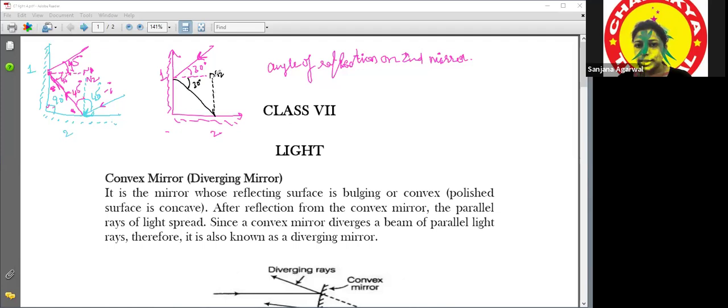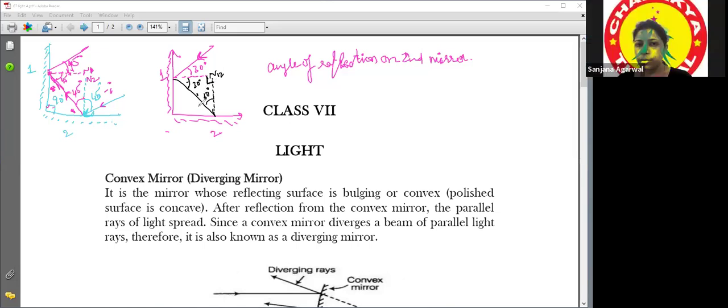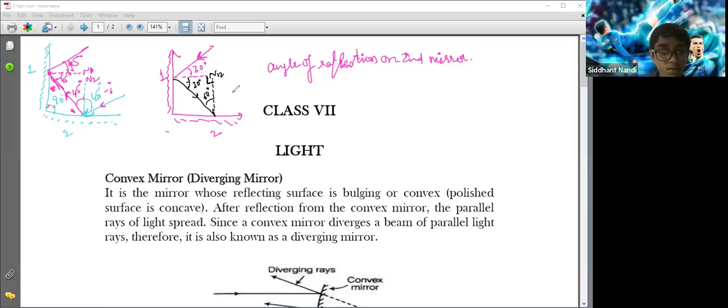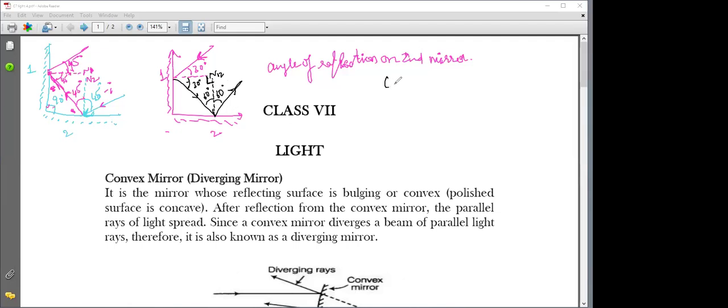So if you see, this is forming a square. If this is 90 degrees, let's suppose I join these two normals, okay? 90 degrees plus 30 degrees, then this angle is, will it be 60 or not? 60 degrees. So the second incident angle is 60. So the answer to our question is that the next angle of reflection from the second mirror will be 60 degrees.